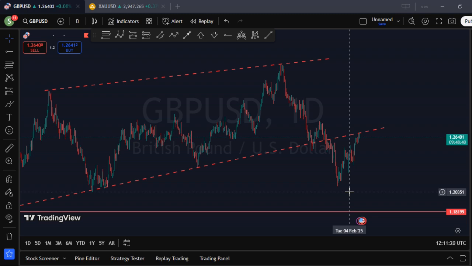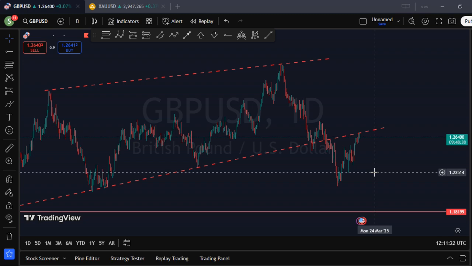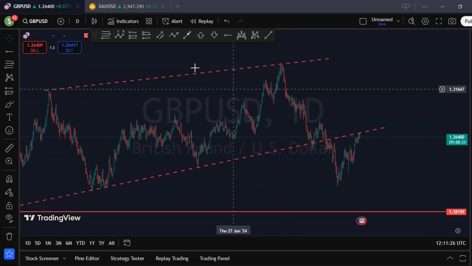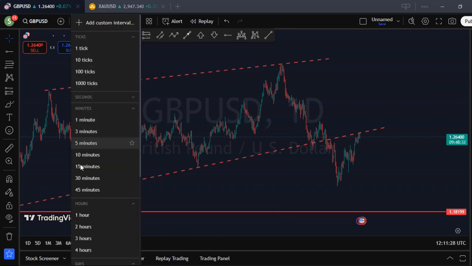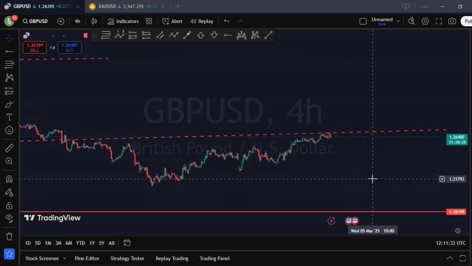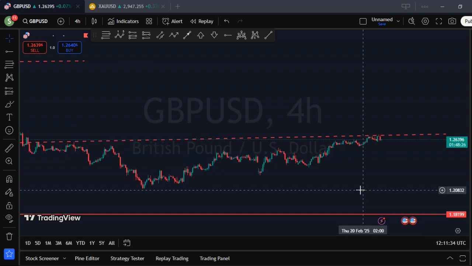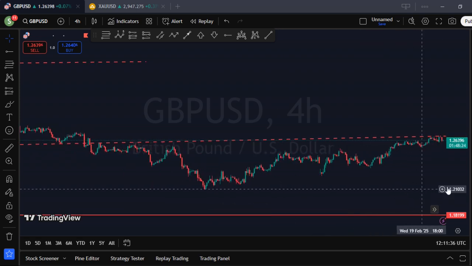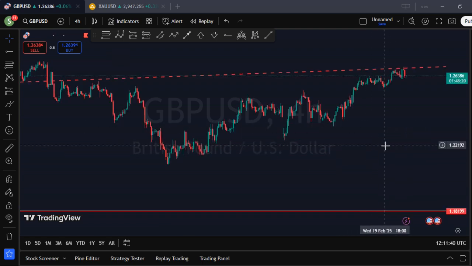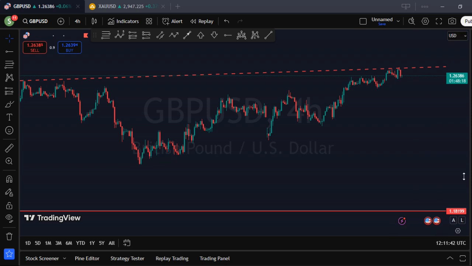If you want to know how far you can go, or how far you are going to be safe, you can always move to a smaller time frame. So let's move to the H4 time frame. Moving to the H4 time frame, we are only going to focus on what? On the last part of the chart.